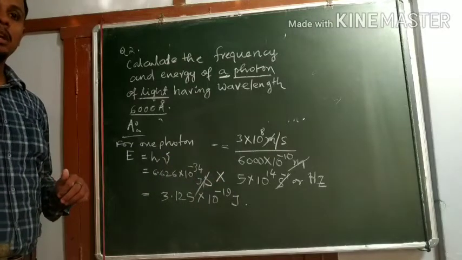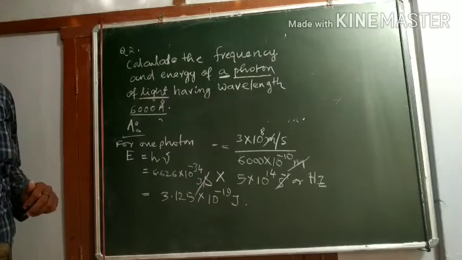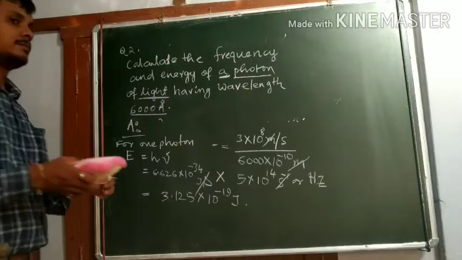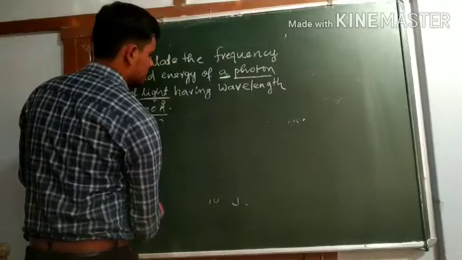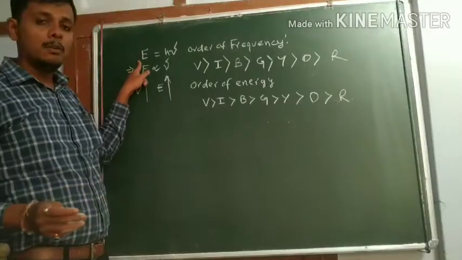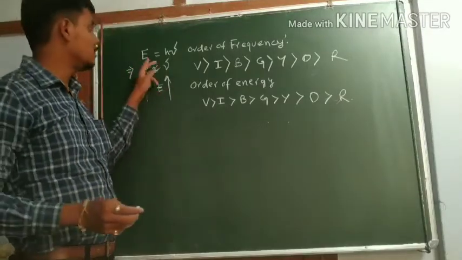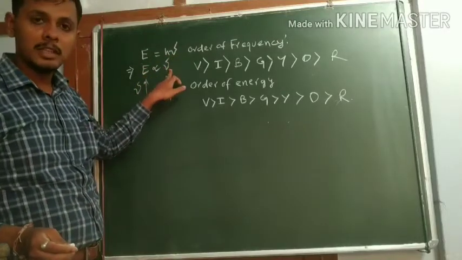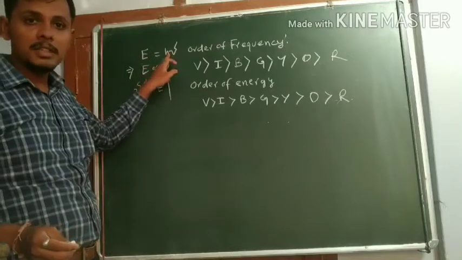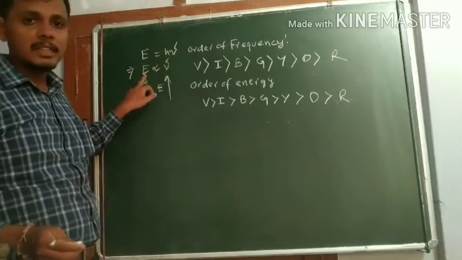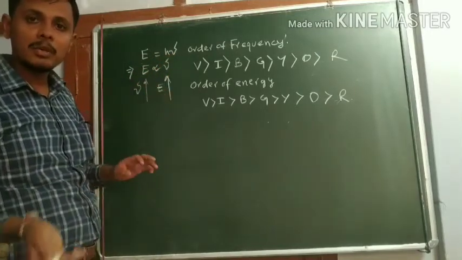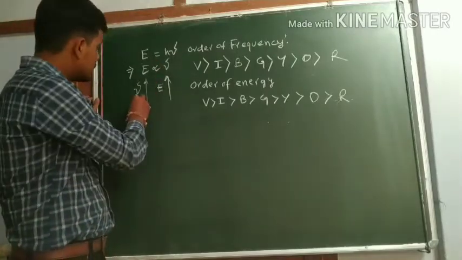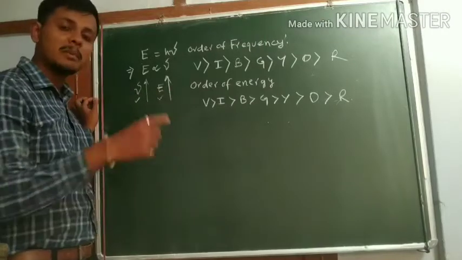Okay, so energy is directly proportional to frequency. Frequency jimane beshi hobo, energy himane beshi hobo. We know that E equals to h nu. So energy of a photon is directly proportional to the frequency. H is a constant. That means E is directly proportional to nu. That means light or frequency jiman bahi jabo, energy himan bahi jabo.